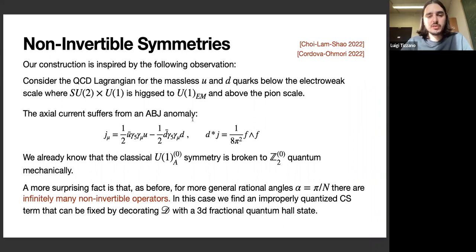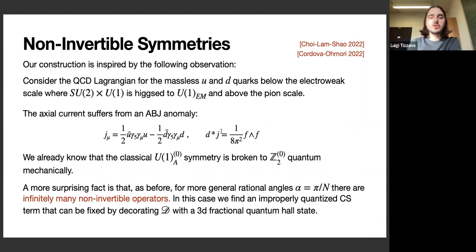And again, I want to emphasize that the ABJ anomaly is of a different taste with respect to what I told you at the beginning, because as you can see, in the right-hand side of the non-conservation equation for J, you have an operator that is the dynamical field strength F wedge F. And of course, we know from the anomaly argument that the axial symmetry is broken quantum mechanically to Z2.